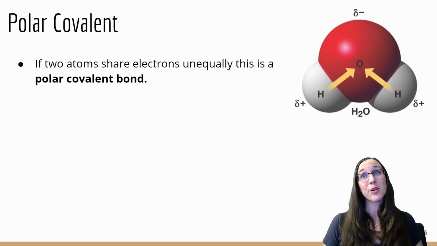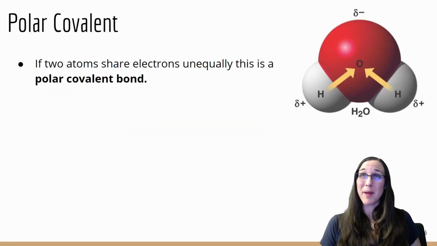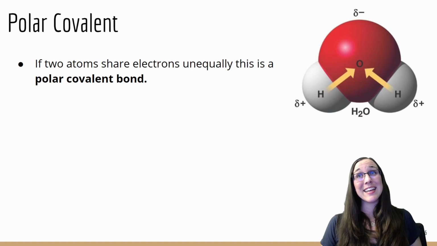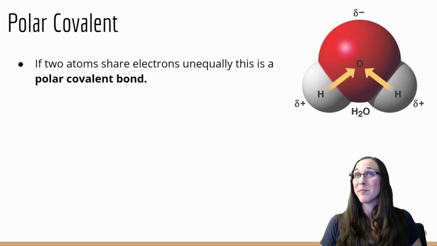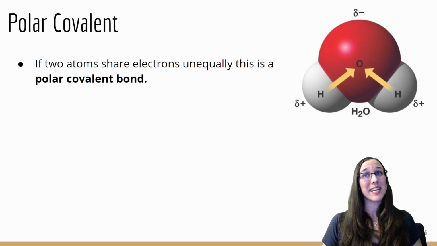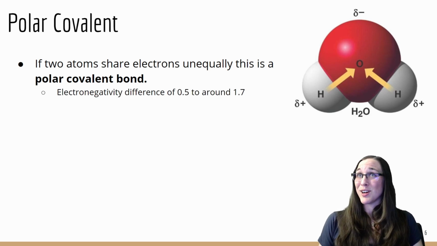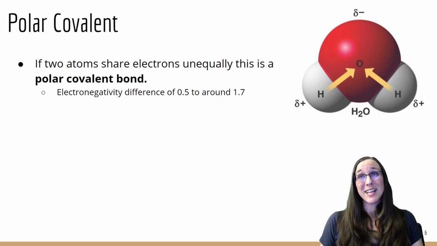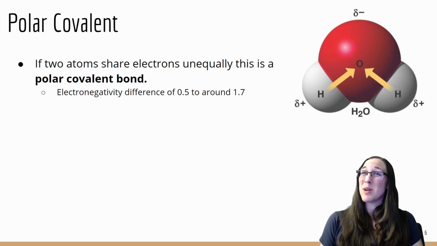So for a polar covalent molecule, as we've talked about in the past, this means that it is a covalent bond, all nonmetal atoms, where the nonmetal atoms are not sharing electrons equally. So there's a bit of an unfair tug of war. The electrons get to spend more time with one atom than the other. This difference ends up being between 0.5 and 1.7 typically.